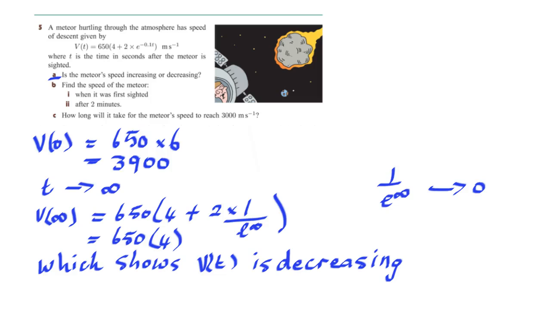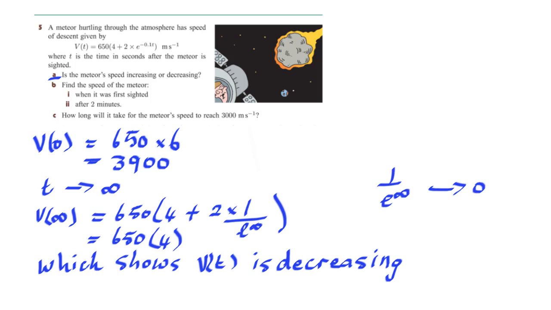When we look at this meteor question and we see that the velocity is 650 times (4 plus 2 times the exponential function to a negative power), you might think it's going through the atmosphere, the friction of the atmosphere is going to slow it down. And in actual fact, that is what part A asks. Is the speed increasing or decreasing?